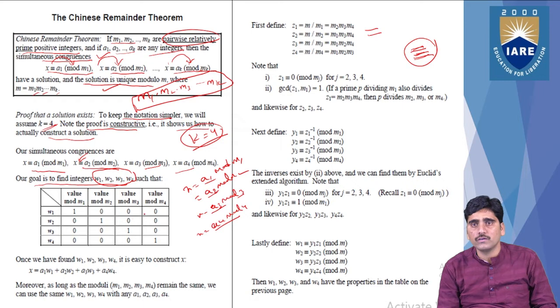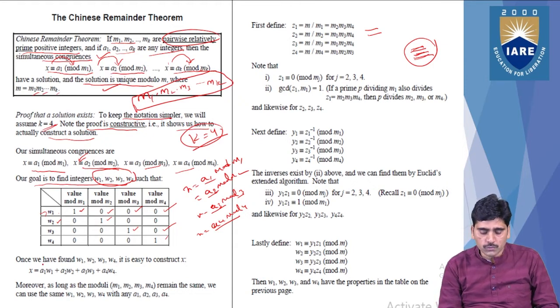First of all, you need to construct the table, with the values mod M1, mod M2, mod M3, mod M4 with respect to the w values. W1 has value 1 mod M1 and value 0 mod M2, mod M3 and mod M4. Similarly, W2 is 1 mod M2 and the remaining are 0. W3 is 1 mod M3 and the remaining are 0. And W4 is 1 mod M4 and the remaining are all 0.